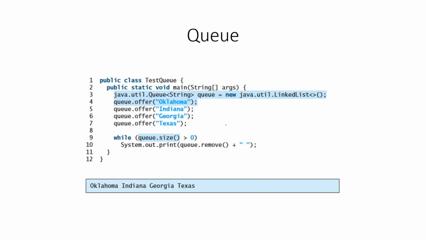So here is the implementation of the queue. In order to declare the queue, we need to write Queue String. Here, this is the name of the queue, and new LinkedList. Again, LinkedList is a concrete class, Queue is the interface, and here we use the method offer. We added Oklahoma, then Indiana, then Georgia, then Texas, and when we print all the elements, it prints in the order they were added. First it prints Oklahoma, Indiana, Georgia, and Texas. Again, it works on the principle of first in, first out.